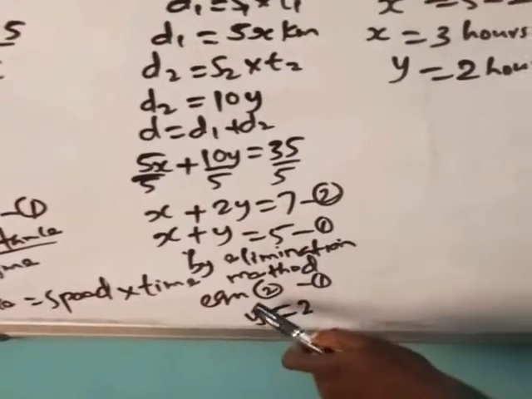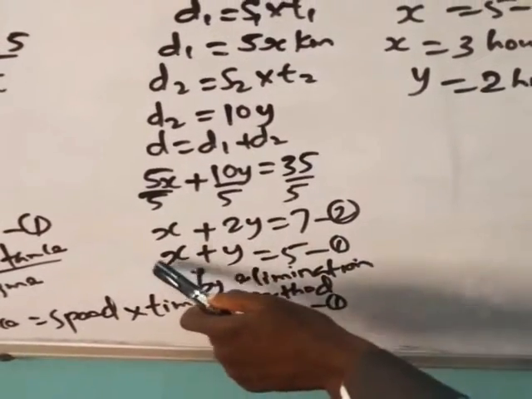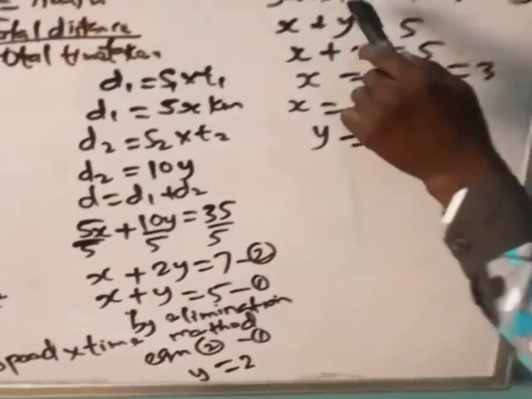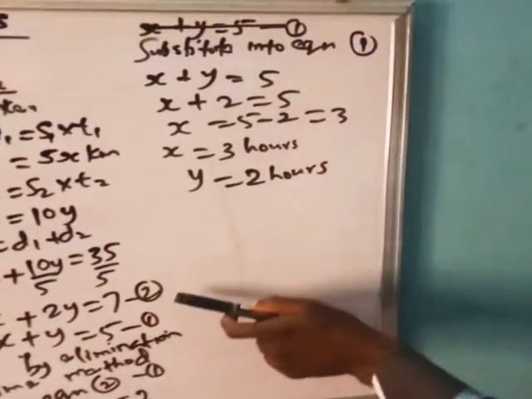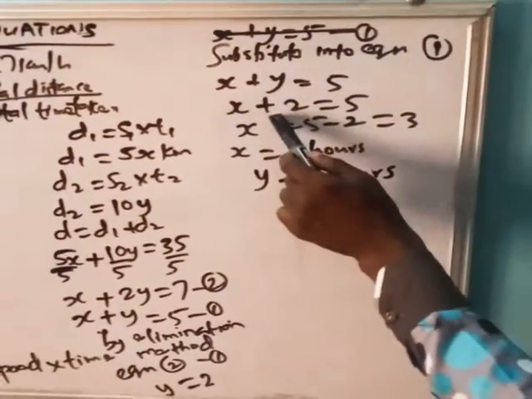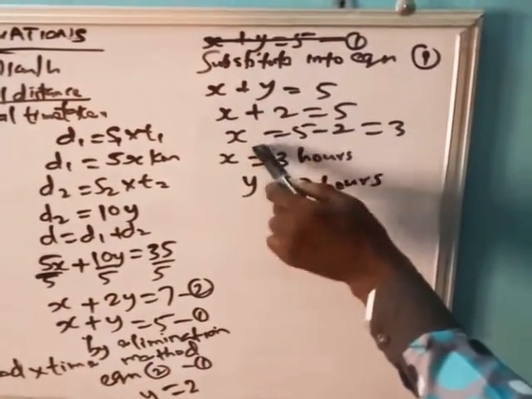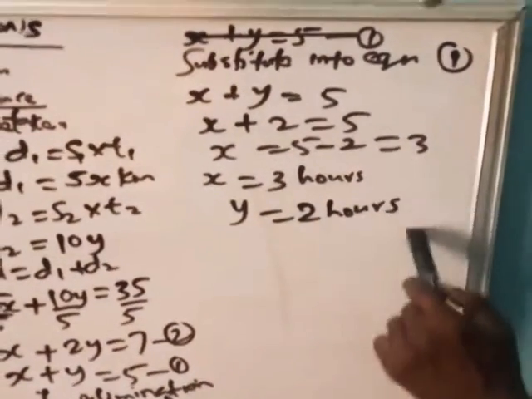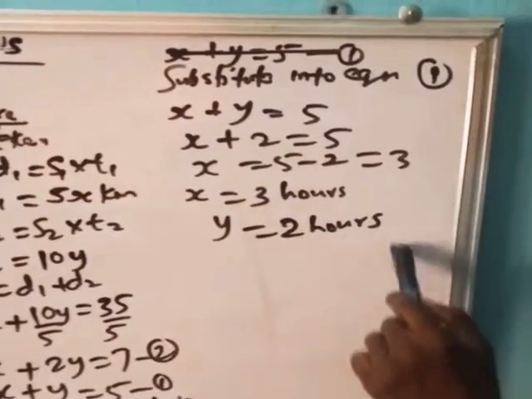So by elimination method, equation 2 minus equation 1, so x minus x is 0, 2y minus y is y, 7 minus 5 is 2. So if y is 2, substitute into equation 1 or equation 2. So equation 1 says x plus y is 5, so x plus 2 is 5. So from here, x is 3. So x is 3 hours and y is 2 hours. Your units are very important. Always put your unit in mathematics.